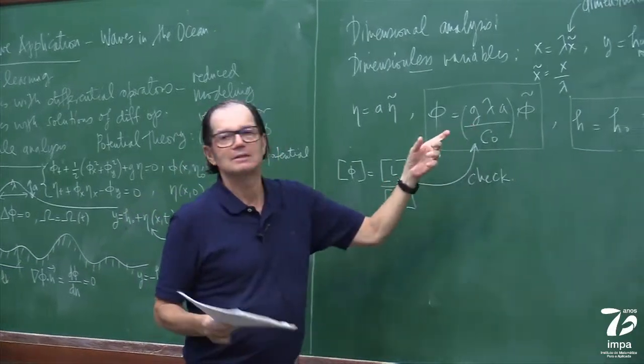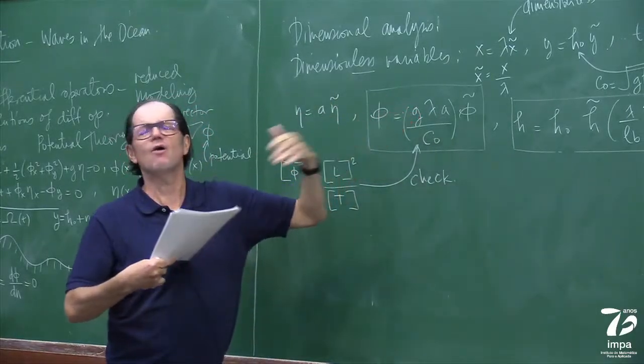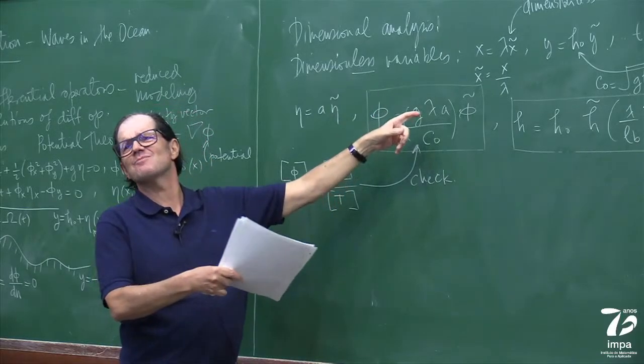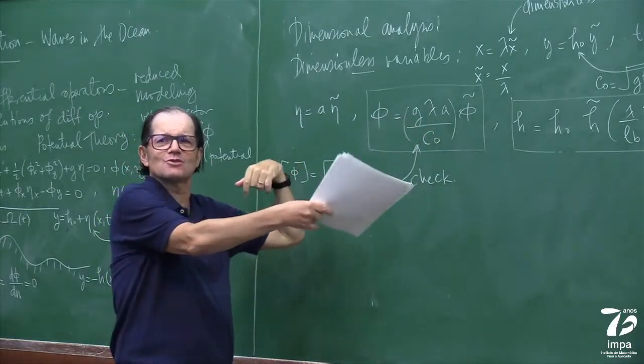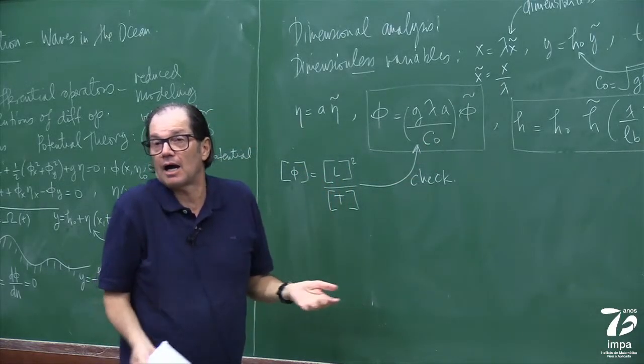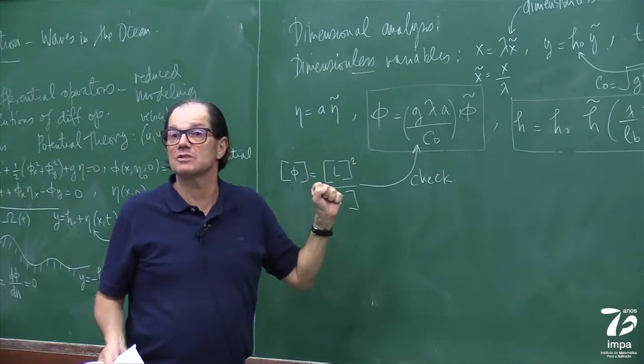Now, you still could ask me, but why? How would I have guessed that I need gravity times the wavelength times the amplitude divided by the speed? I wouldn't have guessed that, as I told you when I did this for the first time.